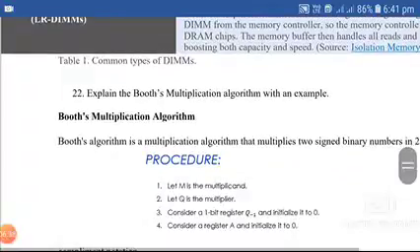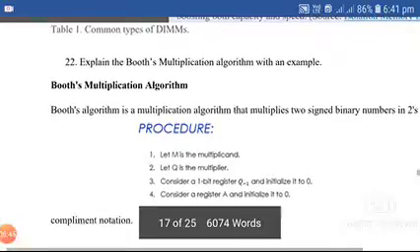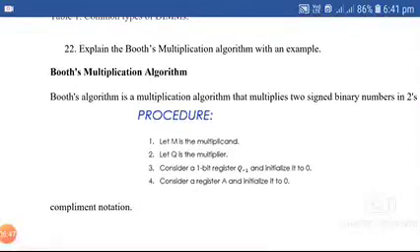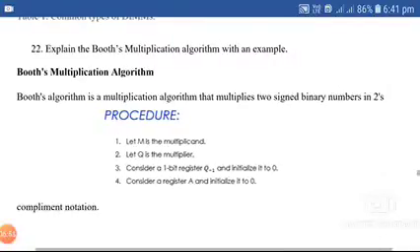So next we are going for the 22nd question in Part C. Explain the Booth multiplication algorithm with an example. Booth's algorithm is a multiplication algorithm that multiplies two signed binary numbers in 2's complement.